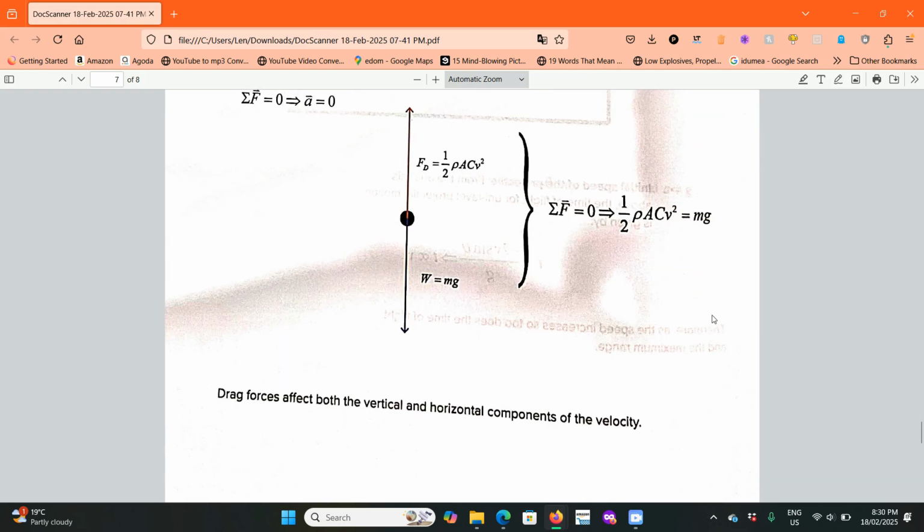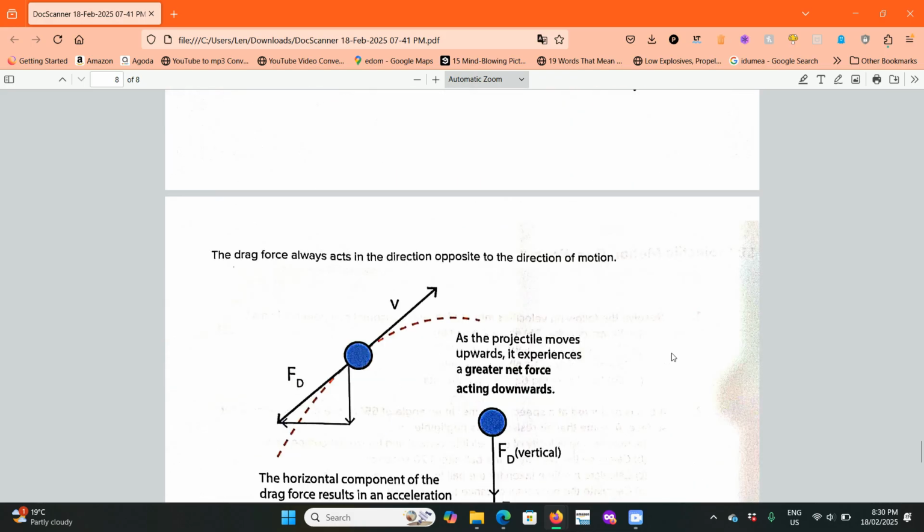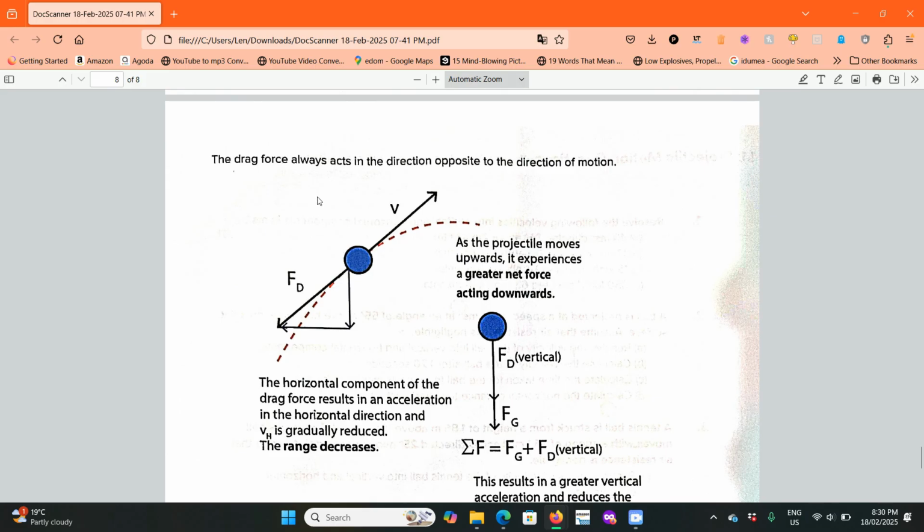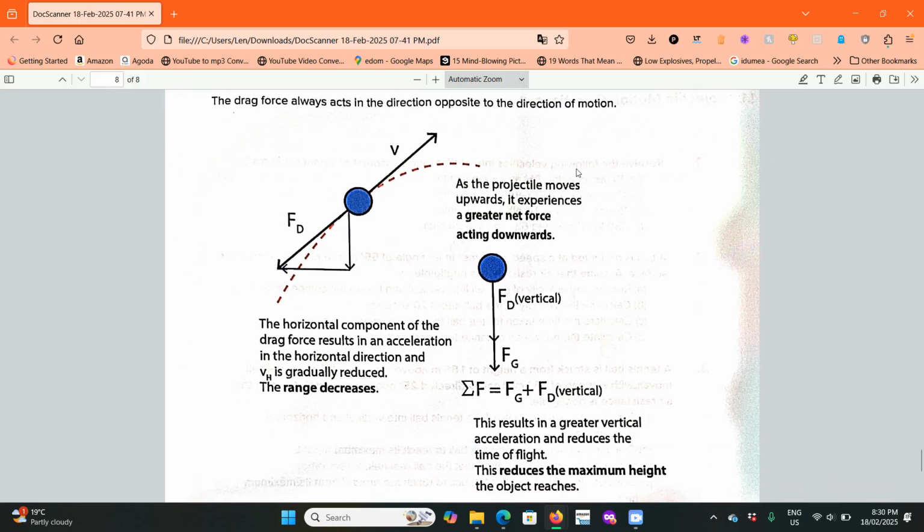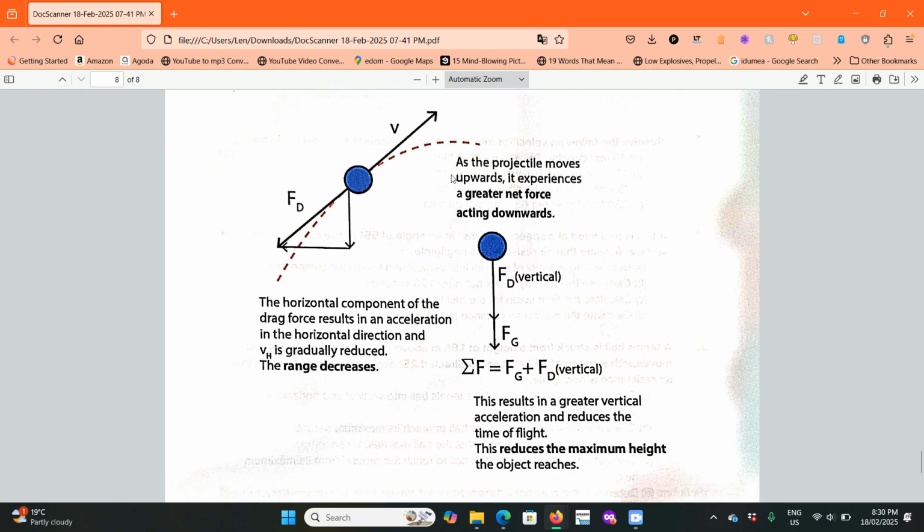So drag forces affect both the vertical and horizontal components of the velocity. Drag force always acts in the direction opposite to the direction of motion. So if something's going down, the drag force is going to push against it and go up. If something is moving to the left, it's going to push to the right. Like in the examples here, the velocity is going this way, the drag force is heading in the opposite direction.